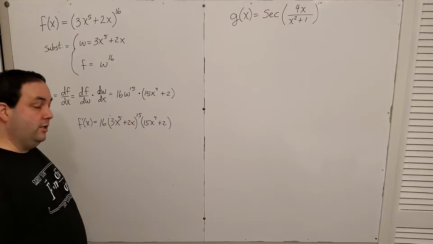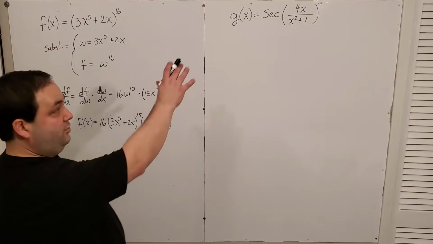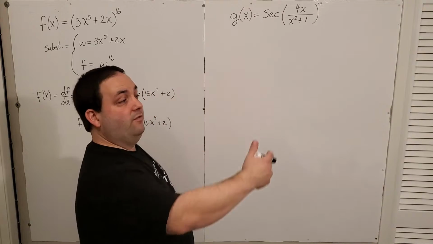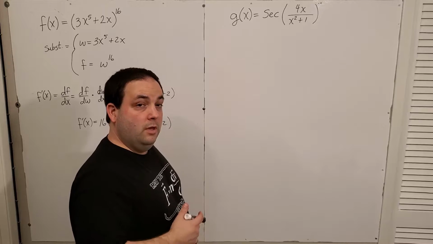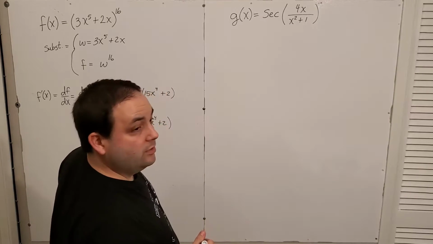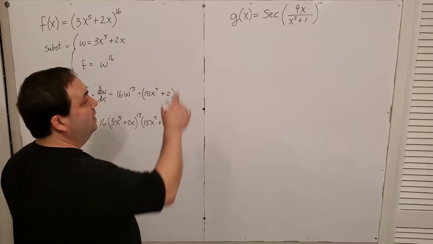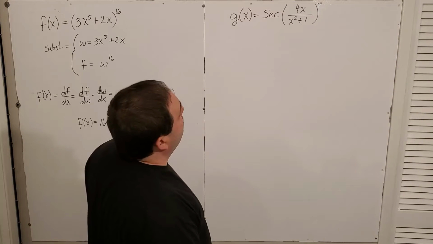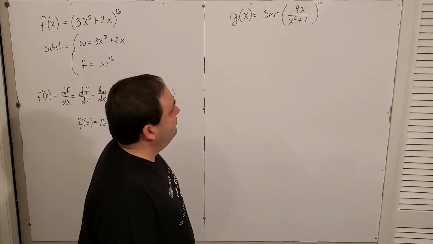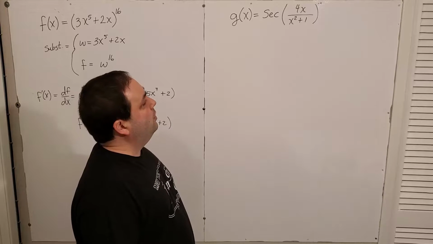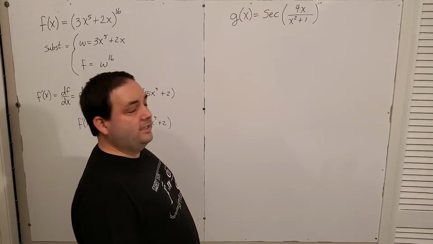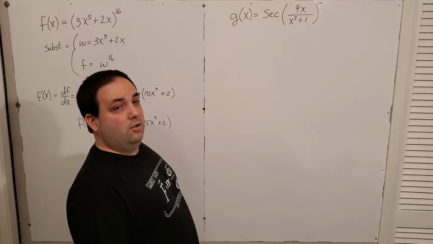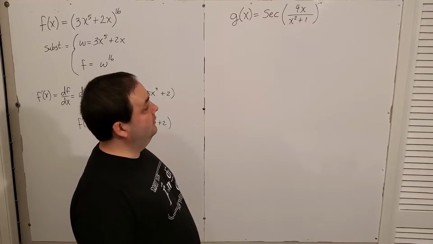So that's what we're working towards here. Let's do one more by substitution, and then after this, we'll start doing the chain rules by looking at the moving pieces without substituting. Okay, so I have g of x is equal to secant of 4x over x squared plus 1. Now I need you to recognize that not only is this a chain rule, but it also has a quotient rule built in, right?